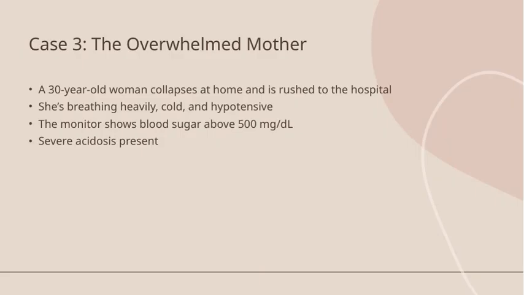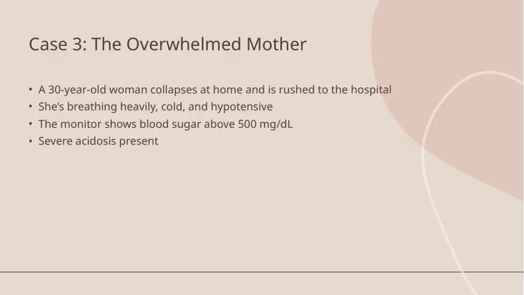Let's look at this case of the overwhelmed mother. Imagine a 30-year-old woman who suddenly collapses at home and is rushed to the hospital. When she arrives, she's breathing heavily, feeling cold, and her blood pressure is dangerously low, indicating hypotension. The monitor shows her blood sugar is above 500 mg/dl, which is extremely high. Additionally, she has severe acidosis, meaning her blood is too acidic.